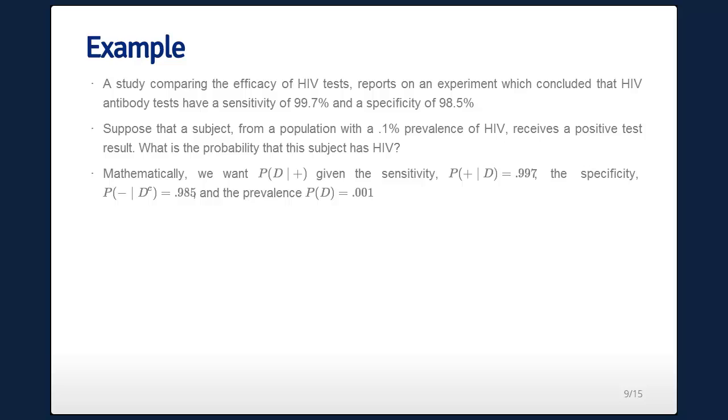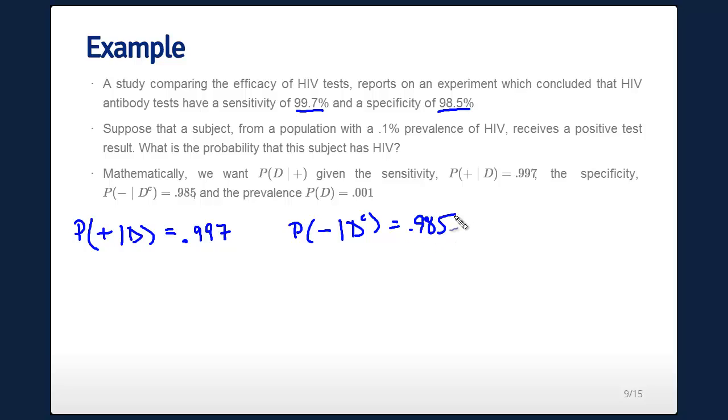A study comparing the efficacy of HIV tests reports on an experiment that concluded an HIV antibody test had a sensitivity of 99.7% and a specificity of 98.5%. So the probability of a positive test result given the person has the disease is 0.997, and the probability of a negative test result given not having the disease, the specificity, is 0.985. All right, you've got those under control. Suppose that a subject from a population with 0.1% prevalence of HIV receives a positive test result. What's the probability that this subject has HIV? So the probability of disease we're calibrating to be 0.001, and we want the probability of disease given the positive test result.